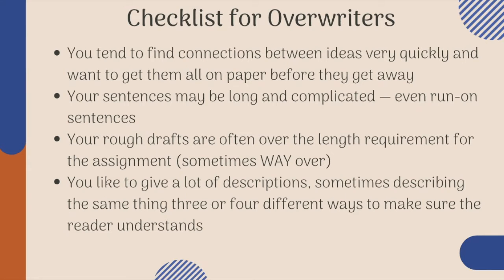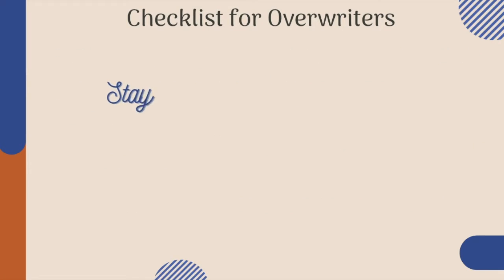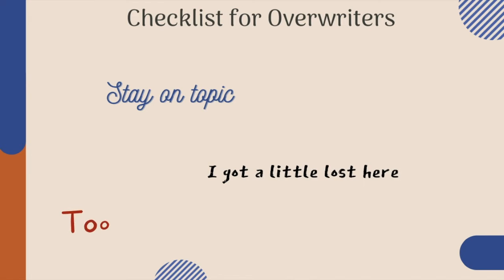You like to give a lot of descriptions, sometimes describing the same thing 3 or 4 different ways to make sure that the reader really understands it. The comments you get from those reading your rough drafts might be things like, stay on topic, or I got a little lost here, or just simply too much detail. Basically, if you're an overwriter, you tend to have too many ideas to fit neatly into the box of your particular assignment.